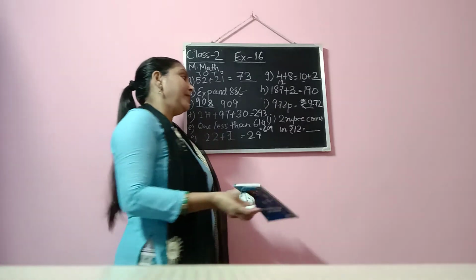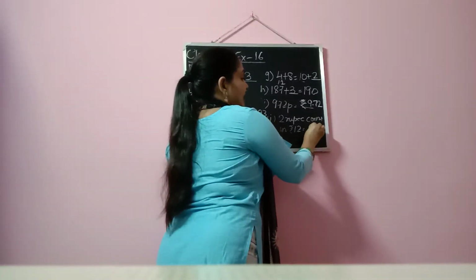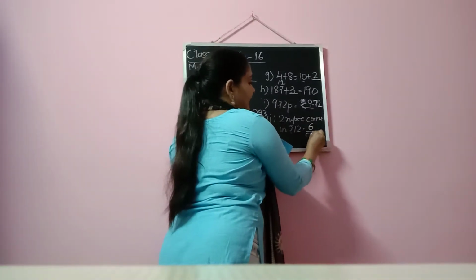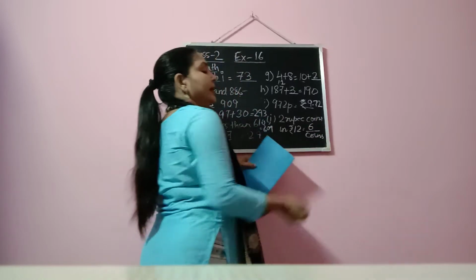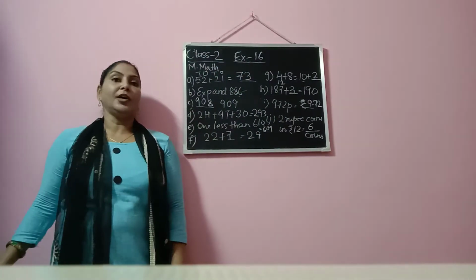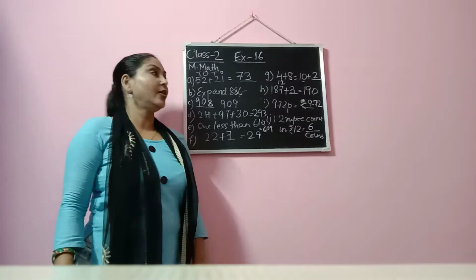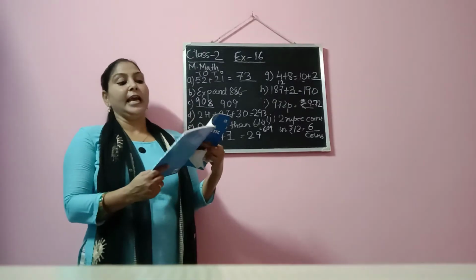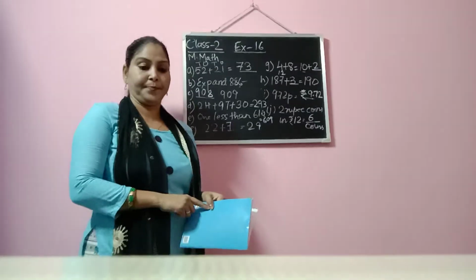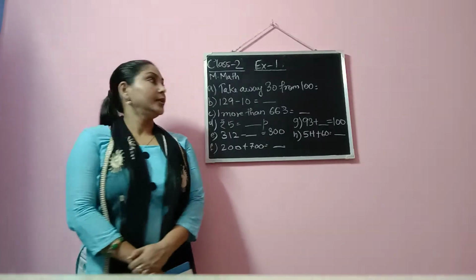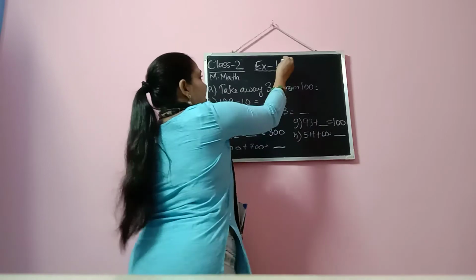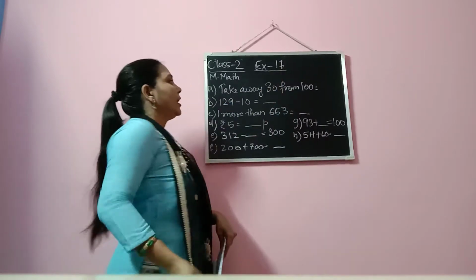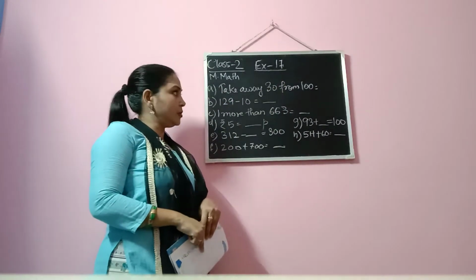Okay. So what will be our answer? Our answer will be 6 coins. You can write 6 coins clearly. So that is your last answer of this exercise. Now we move to the next exercise, that is exercise number 17. Now you can see I have written the questions on the board.